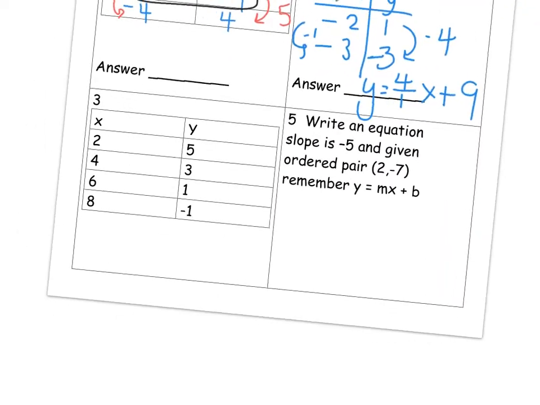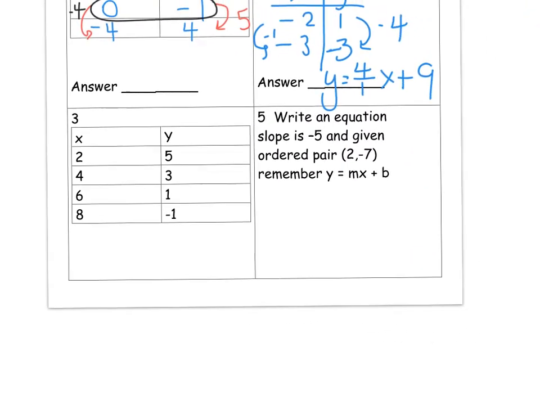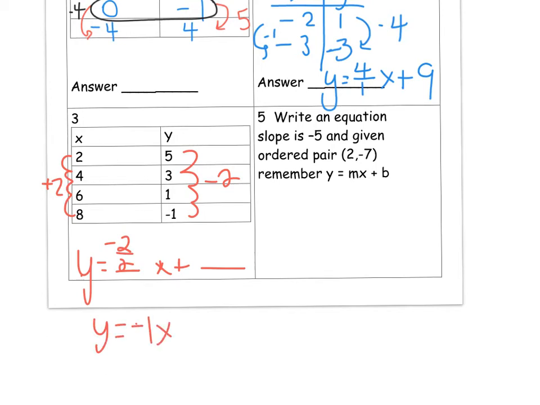Okay. So now we have to write an equation given the table. Okay, so same thing, y equals something x plus something. That's what we're doing. Okay, so we notice that this goes up by 2, and this goes down by 2. So this is negative 2 over 2, which is negative 1x. Okay, and we need the 0. So if I go back up to 0, because this is 8, 6, 4, 2, 0, that means I got to add 2, and I will get 7. So negative 1x plus 7.